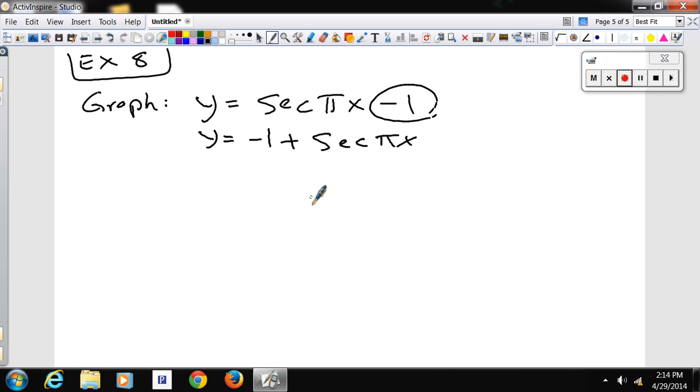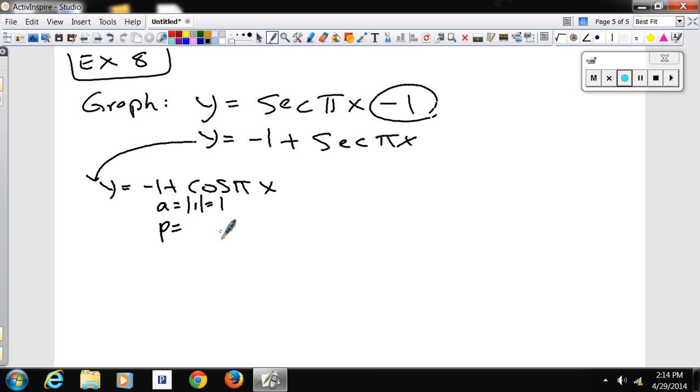It doesn't matter. So I'm going to bring this over here as y equals -1 plus cosine of pi x, because I need my guide. I need to know where to put the dotted lines, and where to put the U and the N shape. What is my amplitude and my period of this bottom graph? Amplitude is the absolute value of 1, so that is 1. Period is 2 pi divided by pi, since pi is in front of the x. And 2 pi divided by pi is just 2, because the pi's cancel.